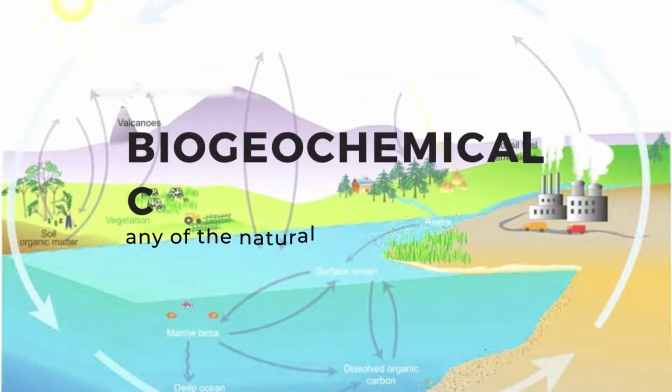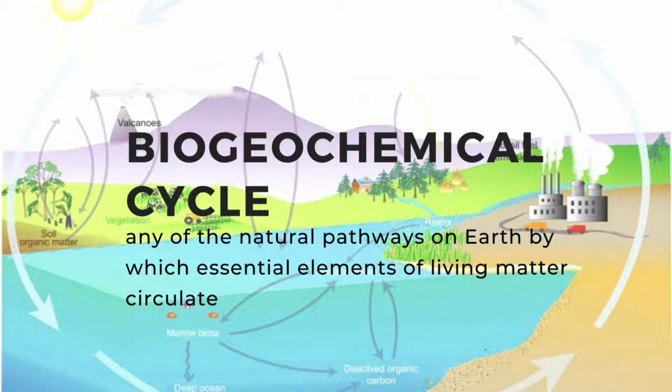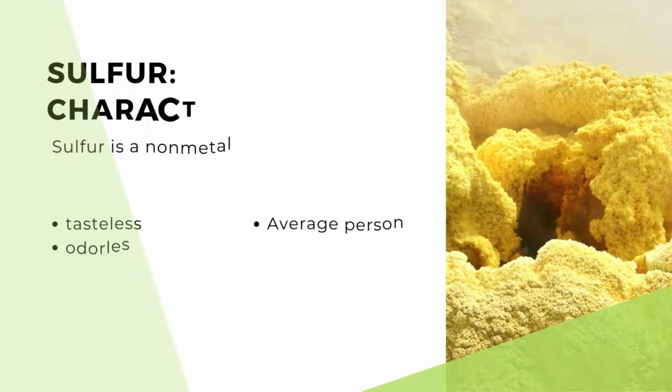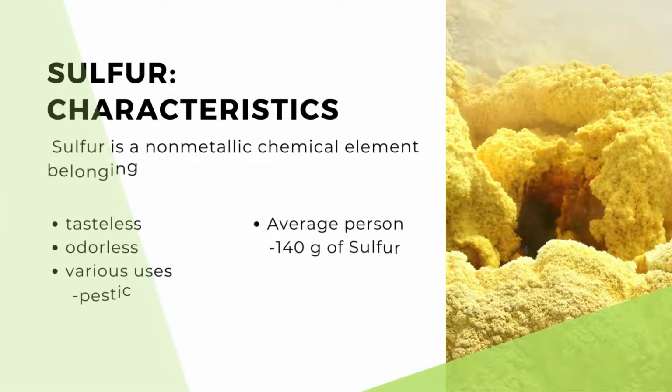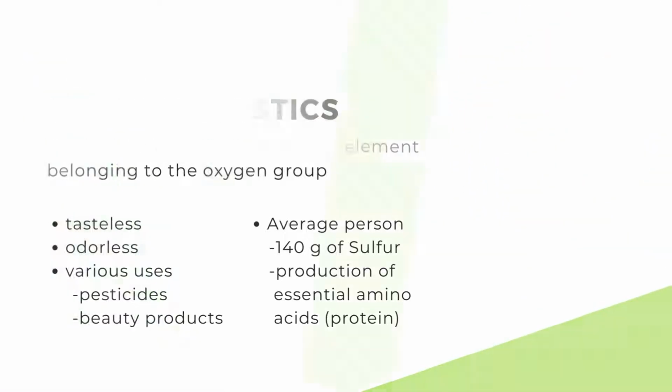To define, biogeochemical cycle pertains to any of the natural pathways on Earth by which essential elements of living matter circulate. Among those is sulfur. Sulfur is a tasteless, odorless, non-metallic chemical element belonging to the oxygen group. It is used in a number of ways such as ingredients to pesticides and beauty products. An average person contains 140 grams of sulfur, significant for producing essential amino acids to create protein.